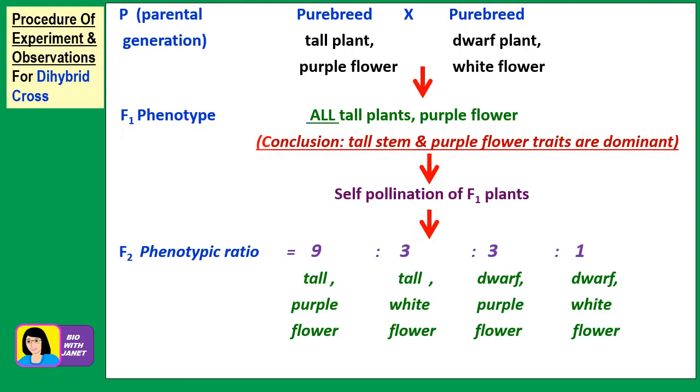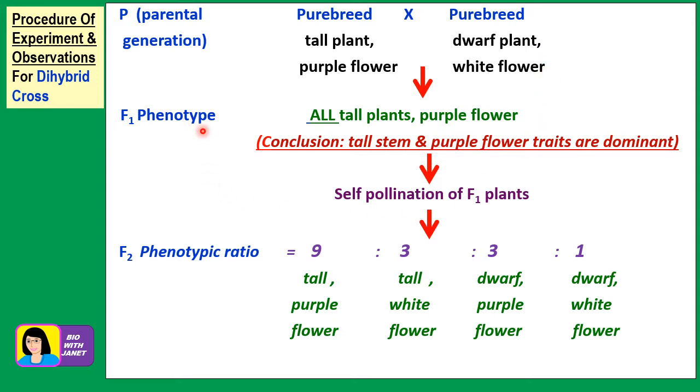Now let's look at the schematic diagram for the experiment that we are discussing. The parental generation are purebred tall plants with purple flowers, crossed with purebred dwarf plants with white flowers. Both parents have contrasting traits, and they are purebred. The F1 phenotype that is produced: all are tall plants with purple flowers. Our conclusion is that the tall stem and the purple flower traits are dominant compared to the dwarf trait and the white flower trait.